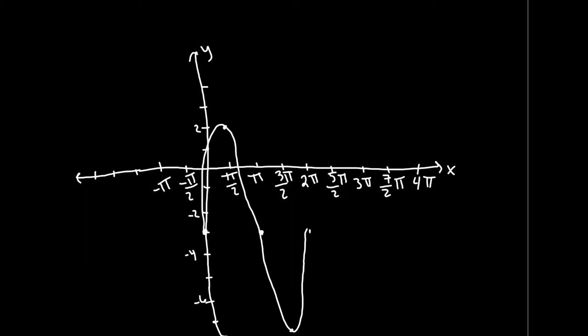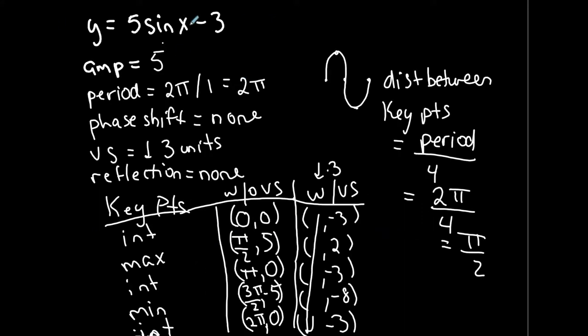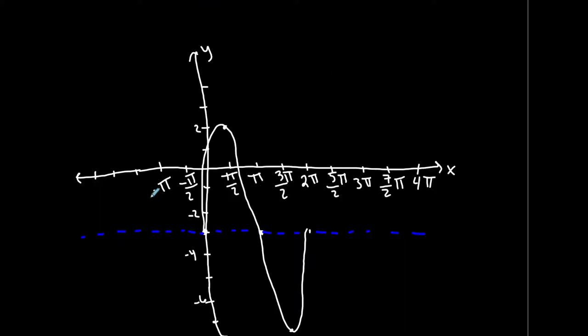Sometimes what I do is, you see the vertical shift down 3? Sometimes I put a horizontal dotted line where that vertical shift is. In this case, it was at negative 3, right? If you look ahead, it went down 3. If I put a horizontal line at negative 3, it shows that now the center of the graph is along that new line instead of at the x-axis.